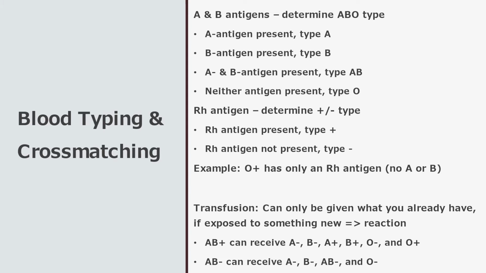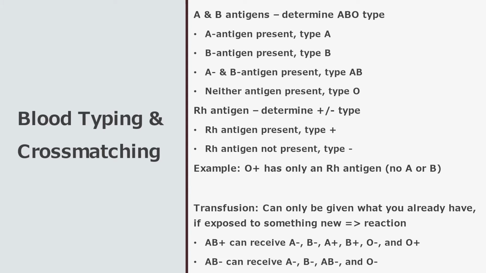So your blood has 3 different types of antigens, essentially. You have an A and a B antigen, and then you have an RH antigen. The A and B is, of course, where we get our ABO blood type. If you have an A antigen, then you're type A. If you're B antigen, you're type B. If you have an A and a B antigen, then you're type AB. But if you have neither A or B antigen, then you are type O.